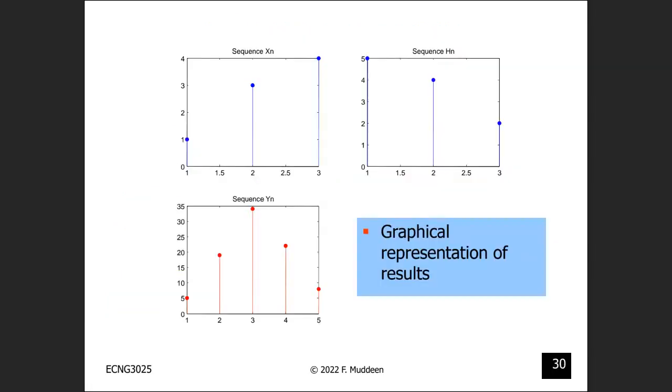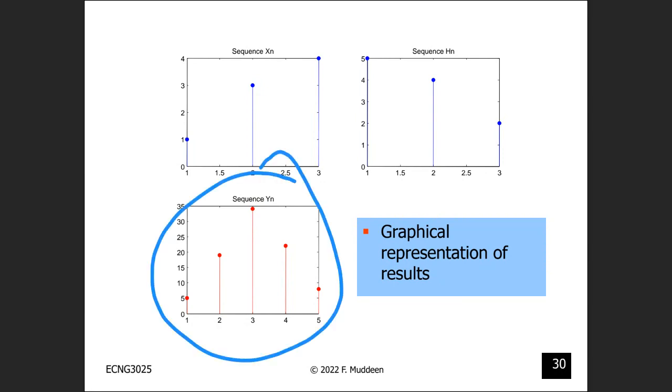So then you could express it graphically. So this graphical representation would have been X, of course, is 1, 3, and 4. H is 5, 4, and 2. And this is what the actual convolution looks like. Notice that the convolution, as we keep stressing, has no values in between here at all, right? It only occurs at these particular instances in time.